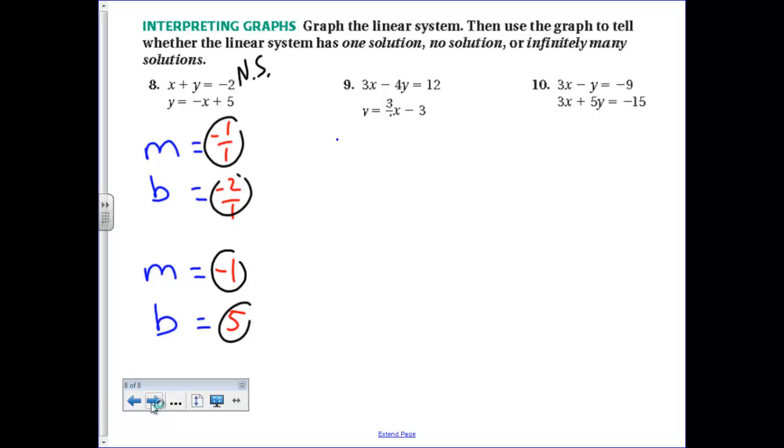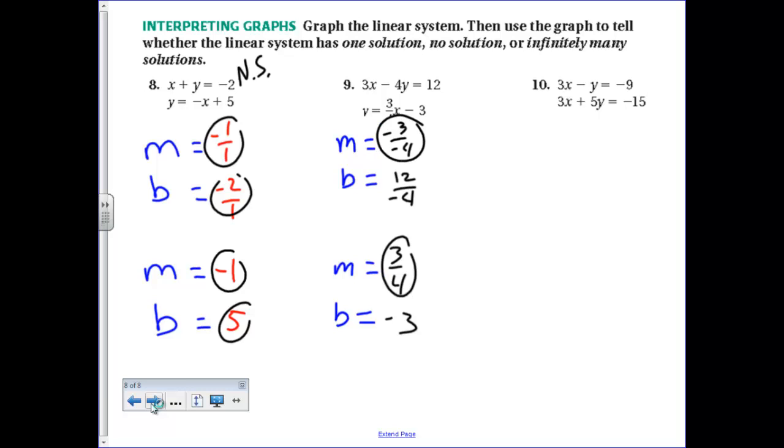Okay, calculate m and b for the second one. So m on the first one's negative 3 over negative 4. And it looks like I have a 3 over 4 for the second one. The y-intercept of the first one is going to be 12 over negative 4. And the y-intercept of the next one is going to be negative 3. Oh, I didn't have to go that far. So as soon as I saw those slopes are the same, I look at the y-intercept and I see that this is actually equal to negative 3 also. So I have the same slope and the same y-intercept for both, which makes it the same line, which means I actually have infinite solutions.